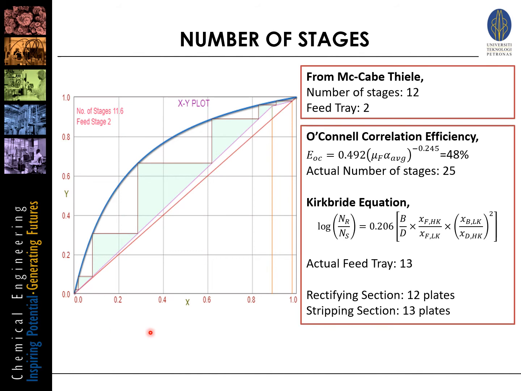So basically here it shows the outcome of our McCabe-Thiele curve based on our operation, and from this curve, it is determined that the number of stages is around 12 and then the feed tray is at 2.